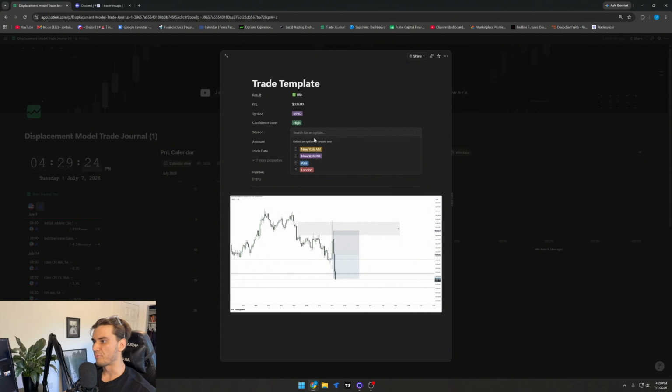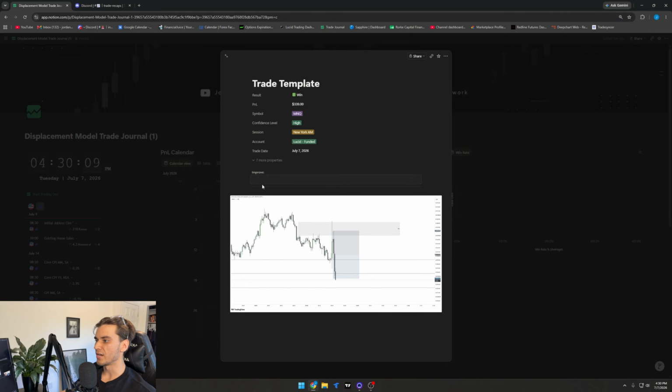The session, I pretty much trade New York session like 95% of the time. But if you trade different sessions, you can record either Asia or whatever session you trade. I also like to record what account I took the trade on. That way, again, I can go back and filter my trades based off of whether it was an eval or a funded account. If you're using TradeZella or something, most of these will already be inputted for you, so it's not super important.